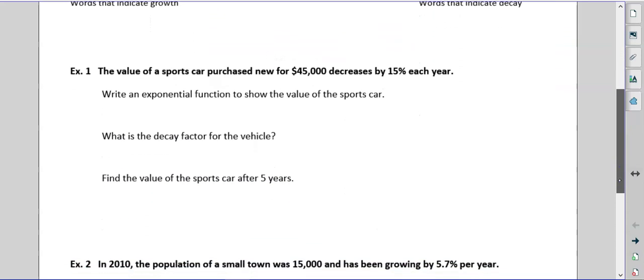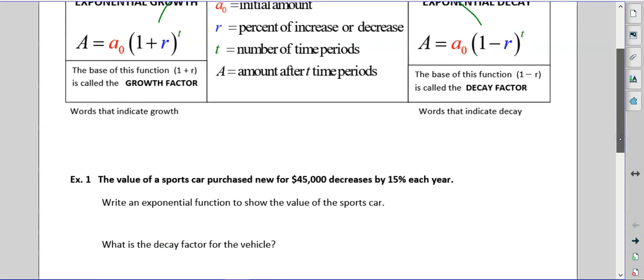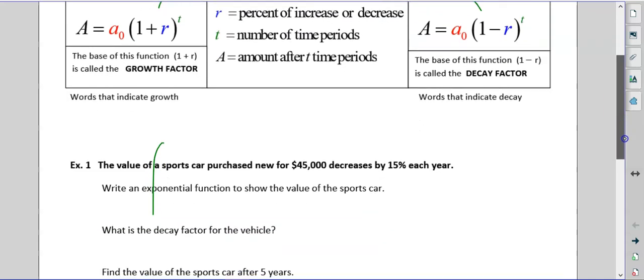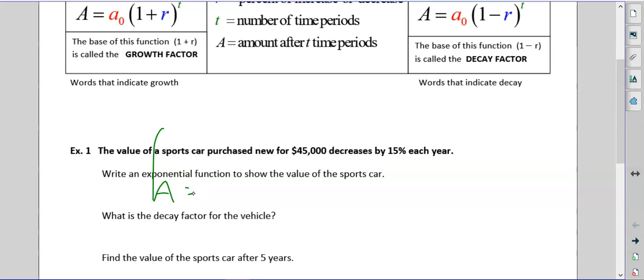All right, the value of a sports car purchased for $45,000 decreases by 15% each year. Write an exponential function to show the value of the sports car. So again, we have A, which is the future value, equals A sub 0, the starting amount. So that's your $45,000. Now, since it's decaying, decreasing, we're going to use the 1 minus r. What's the rate? 15%. But we don't put it in as 15%. We move the decimal 2 places to the left, 0.15. And then t is each year. So that is the formula you would use.